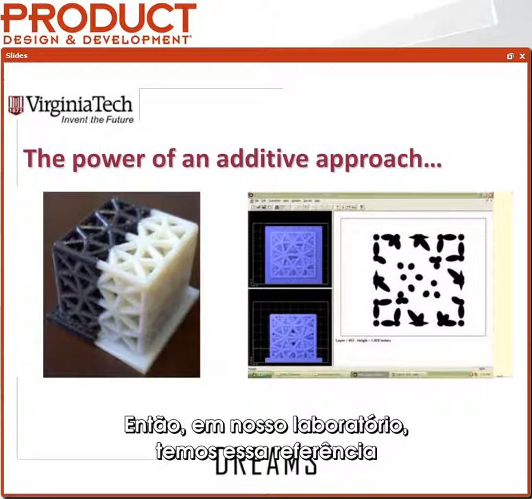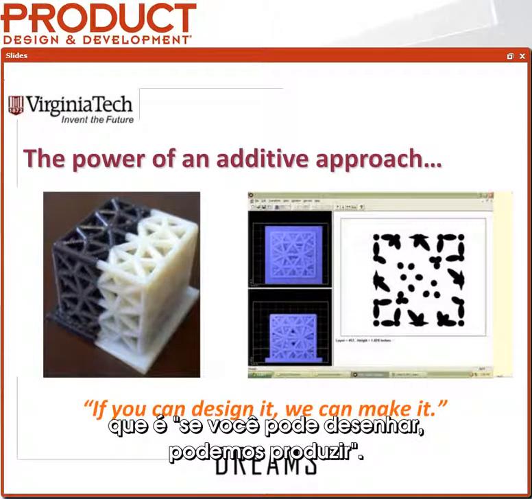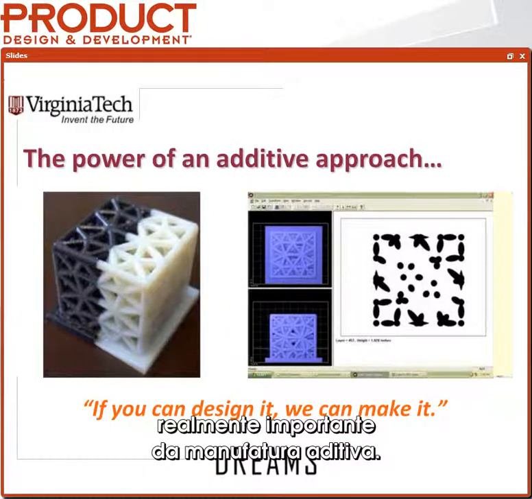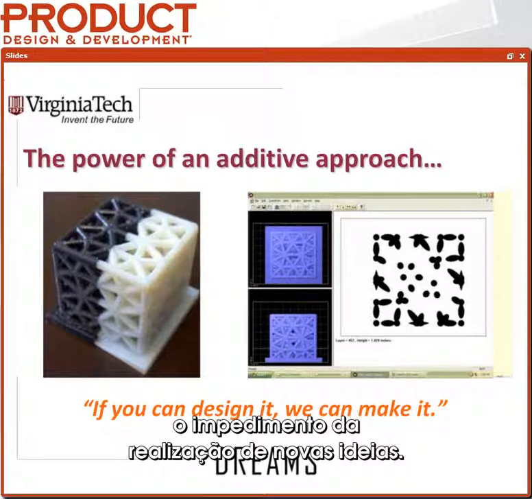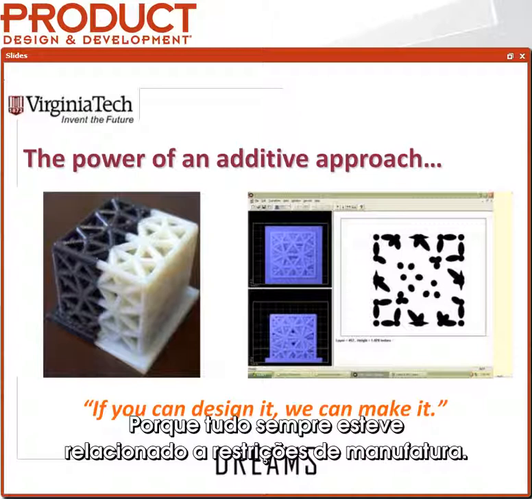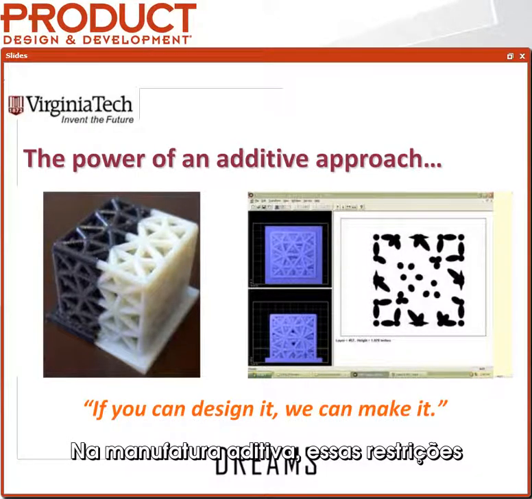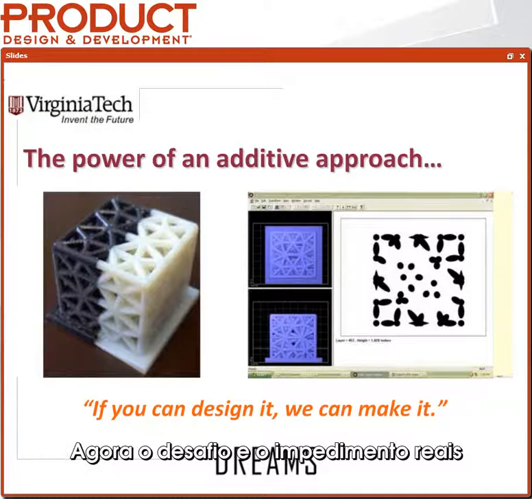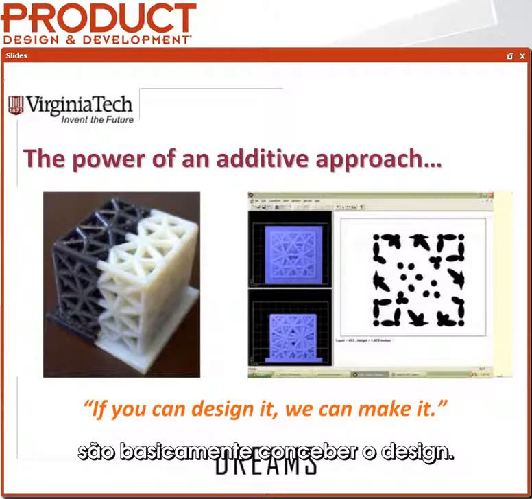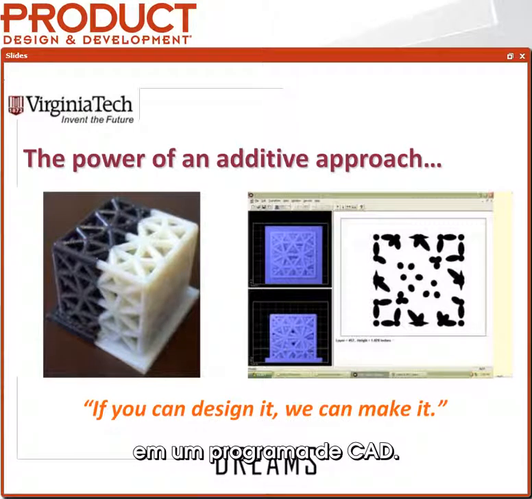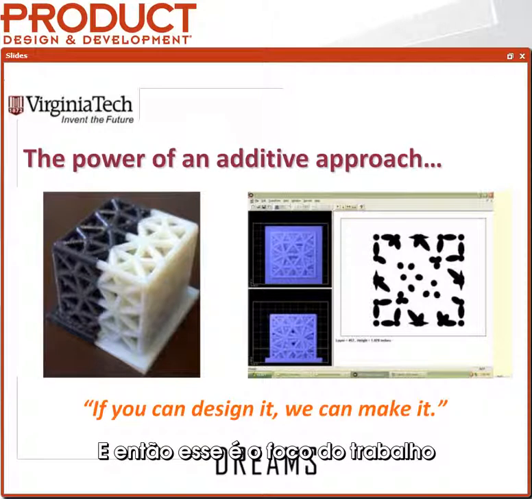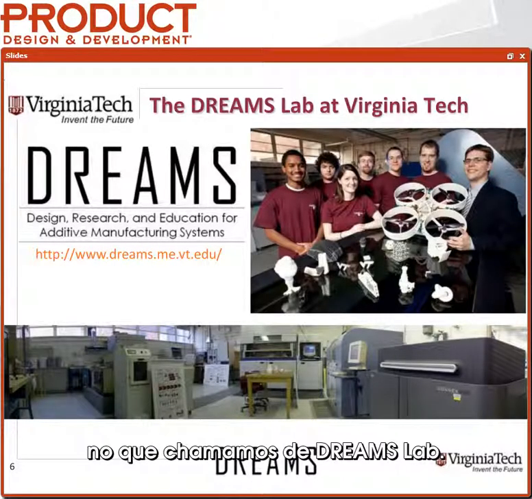In our lab, we have this tongue-in-cheek Field of Dreams reference, which is, if you can design it, we can make it, which points to a really important point about additive manufacturing. Manufacturing has traditionally been the roadblock to realizing new ideas, because it's always about manufacturing constraints. In additive manufacturing, those constraints are almost completely gone. So now the real roadblock is just conceiving of the design and being able to create your ideas in a CAD program. That's the focus of the work we do at Virginia Tech in what we call the Dreams Lab.